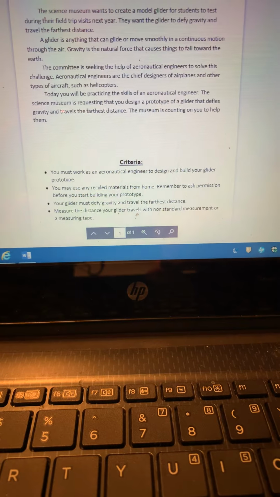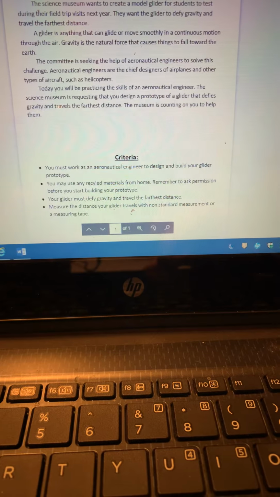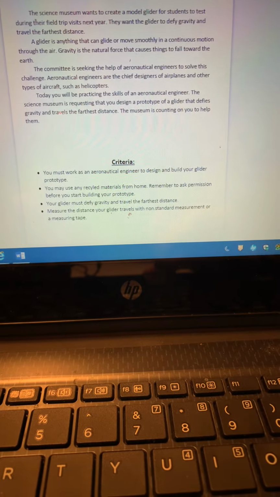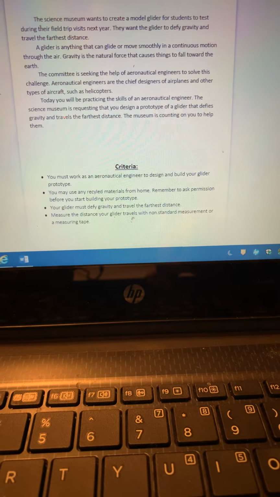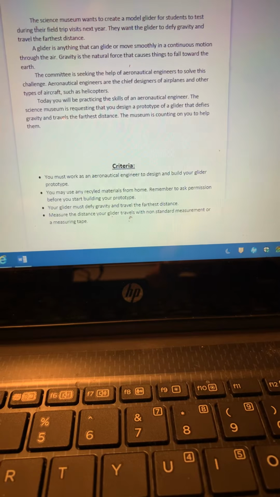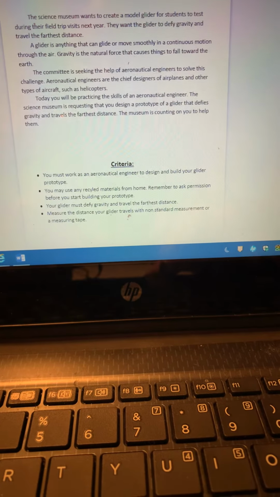So it says you must work as an aeronautical engineer to design and build your glider prototype. You may use any recycled materials from home. Remember to ask permission before you start building your prototype. Your glider must defy gravity and travel the farthest distance. Measure the distance your glider travels with non-standard measurement or a measuring tape.